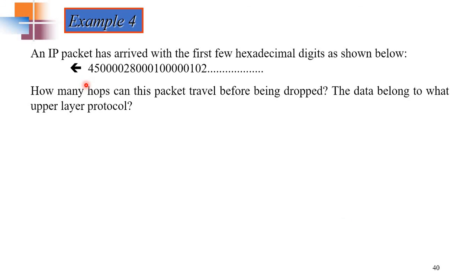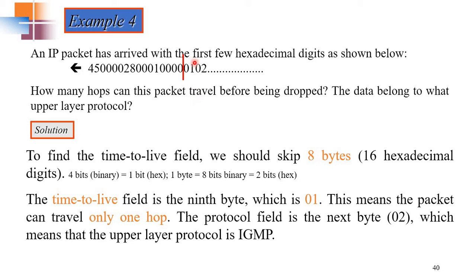Yes. So the IP packet has arrived with the first few hexadecimal digits as shown here. They are given as continuous values, and we have to find the hops. We have seen the packet's lifetime period. How many hops can this packet travel before being dropped? Dropping may take place at any time depending upon the maximum given time period. Then, the data belongs to what upper layer protocol? Here they've given us a break. Before this, we're going to take a look.